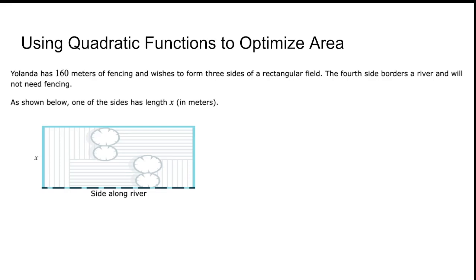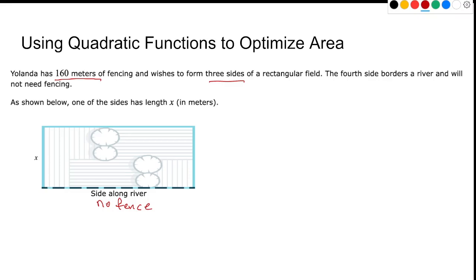Okay, so let's go with the one where Yolanda has 160 meters of fencing to form 3 sides of a rectangular field. So we can kind of see the 4th side borders a river, will not need fencing, so we don't need a fence here. We just want to fence in maybe from the deer or something, and I don't know, deer could probably swim and come up from the river, but whatever they want to do, they're not worried about the river. They just want to do the backside.